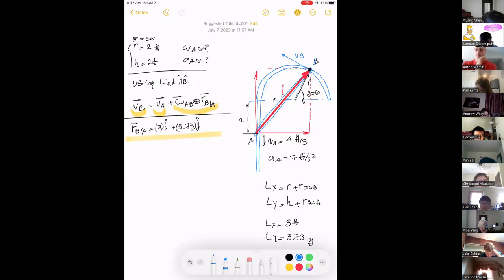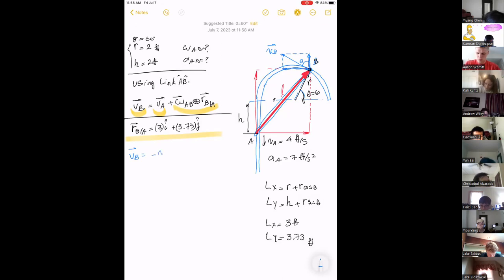Which gives you a horizontal component. And so if this is theta, this is also theta. Okay. So VB has a negative X component and a positive Y component. And you can write it in terms of VB. The value is going to be minus VB, whatever the magnitude is, sine theta i plus VB cosine theta j. Right? Any question about this part?